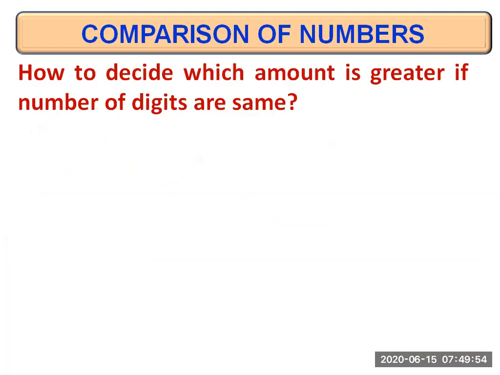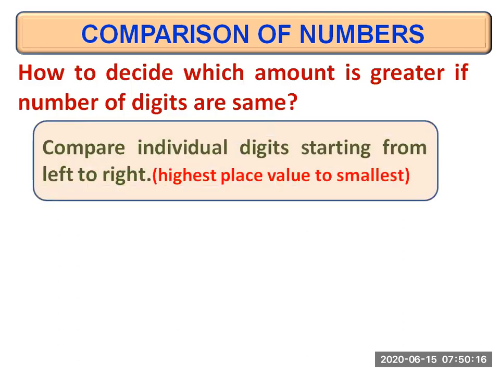Now, how do we decide which amount is greater if the number of digits are the same? When the number of digits were different, the greater the number of digits, the greater the number. The smaller the number of digits, the smaller the number. But now we have the same number of digits. What will we do now? Don't worry, it's very easy.